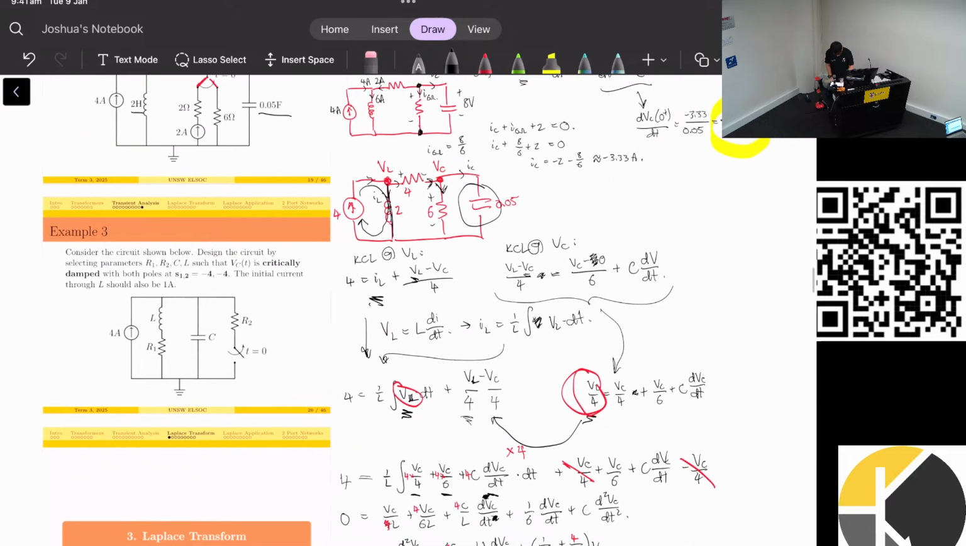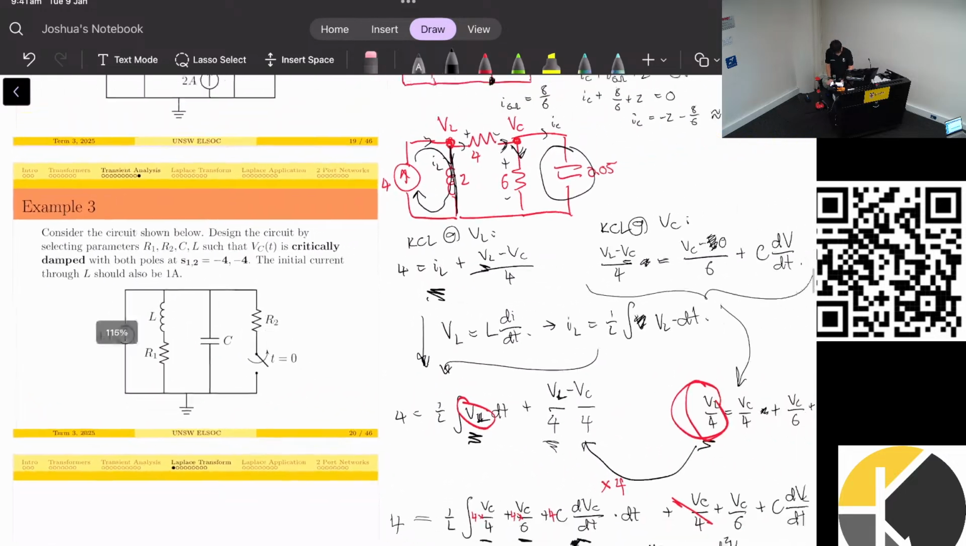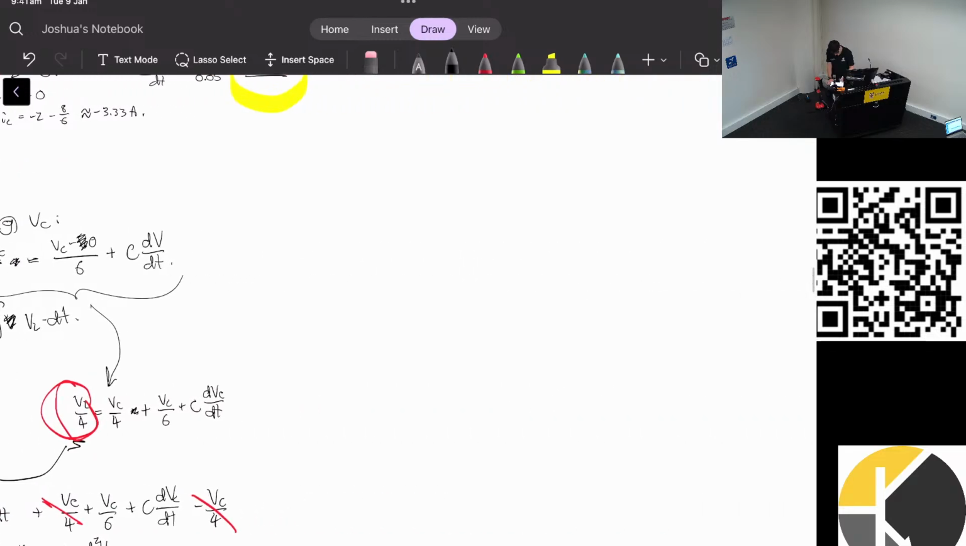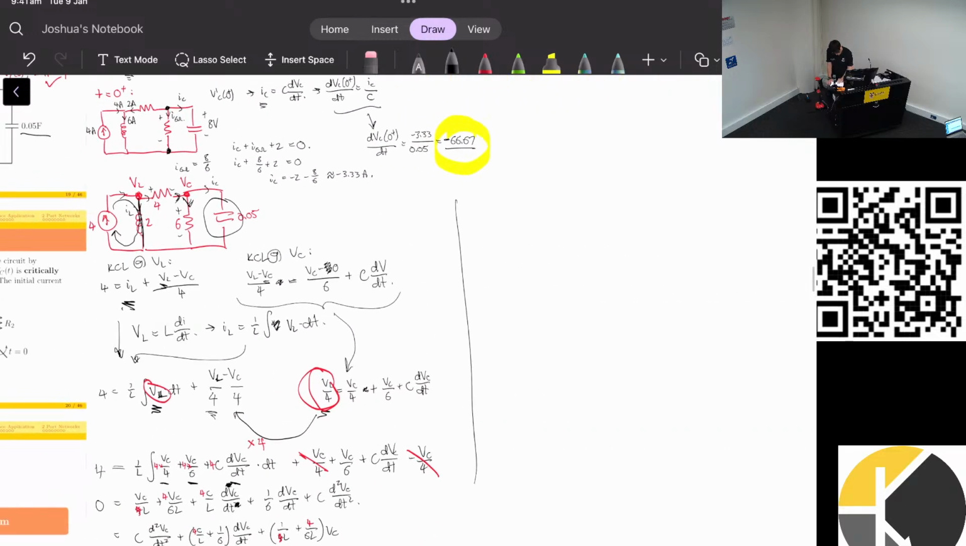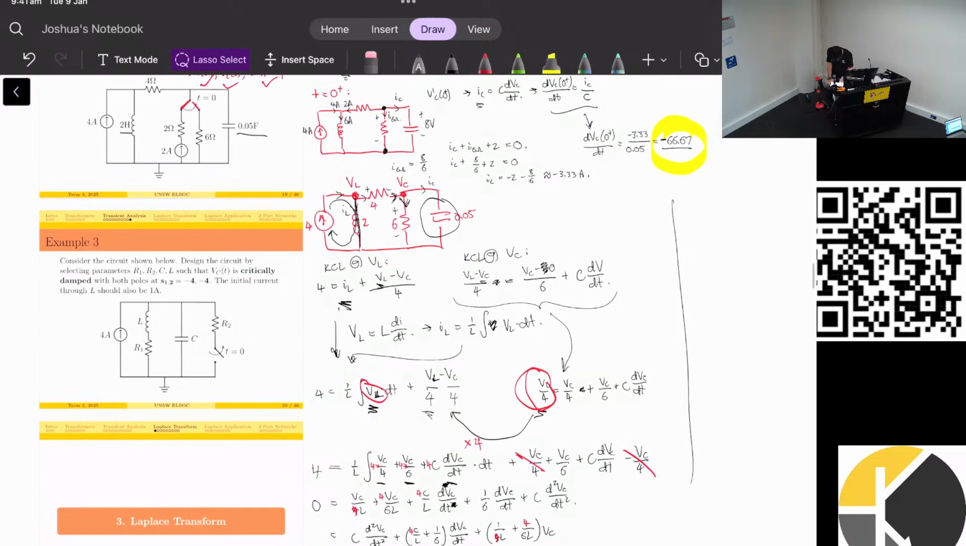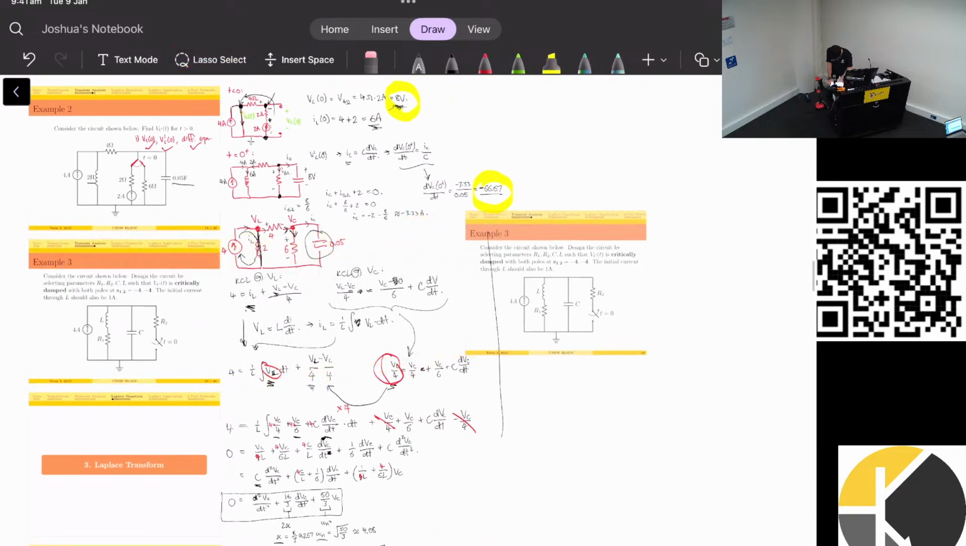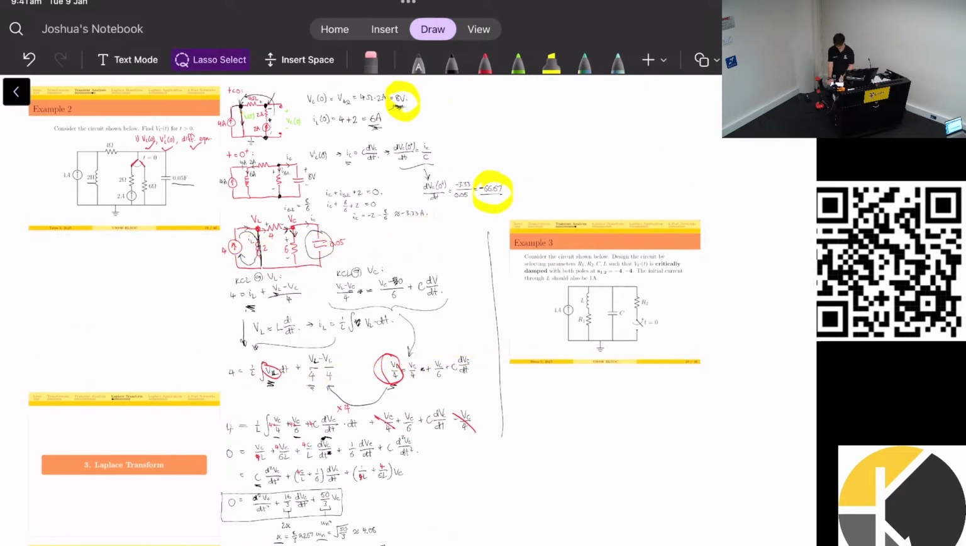I wonder if I can... Okay, I can't move it. You can move it with the lasso. The lasso? Yeah, just select all of it. Oh, perfect. Great.